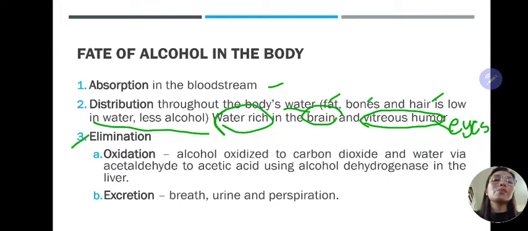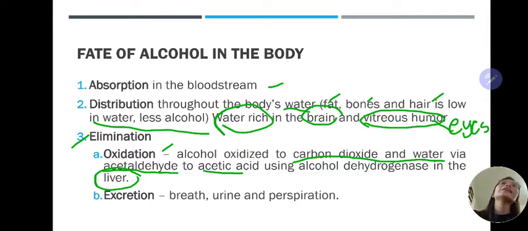Yung elimination naman niya, pwedeng oxidation. Oxidize to carbon dioxide and water through the acetaldehyde to acetic acid using alcohol dehydrogenase in the liver. Kaya kadalasan kapag manginginom na hindi naman tama yung pag-inom, ang nasisira is yung liver. Because yung liver natin ang nagpo-produce ng alcohol dehydrogenase na nag-oxidize ng alcohol sa blood natin. Siya yung nag-work para ma-eliminate yung alcohol sa katawan natin. Kapag sobrang dami, nababurn out din yung liver natin, at doon nagsisimula yung pagkasira ng liver.